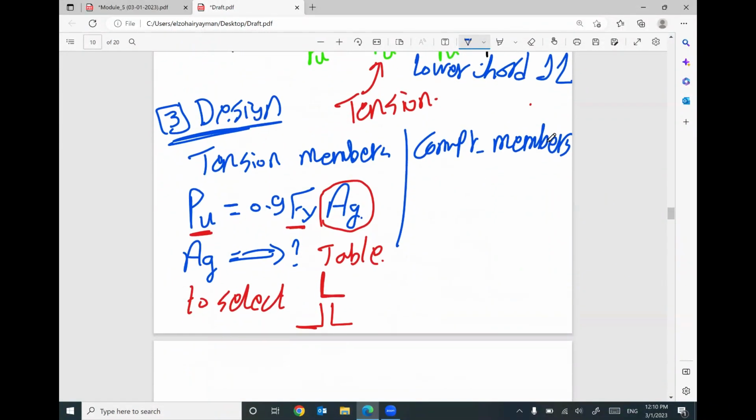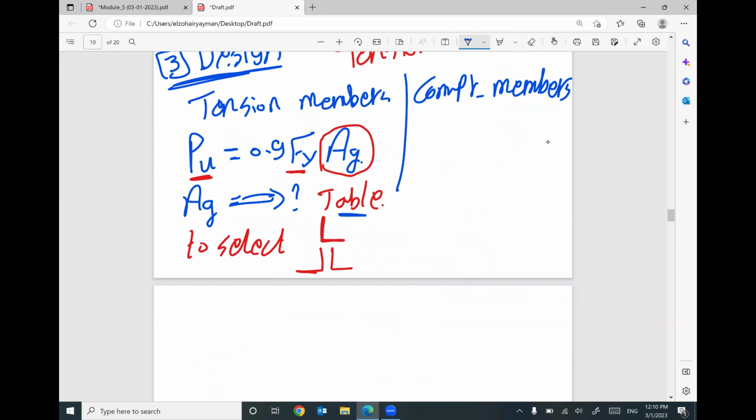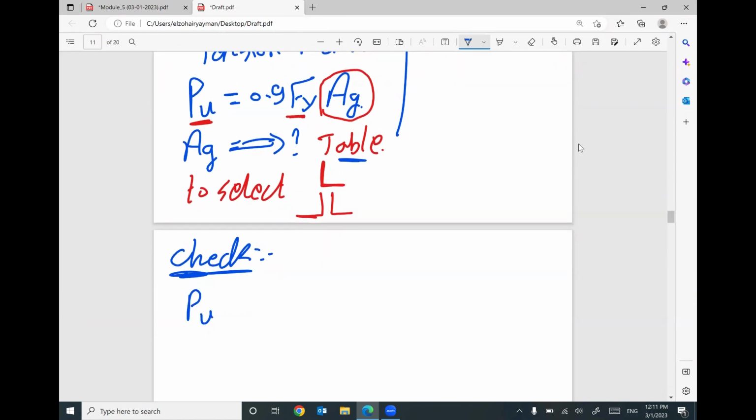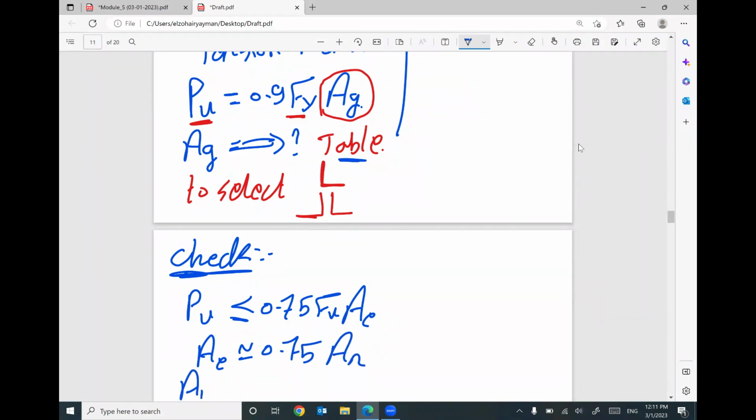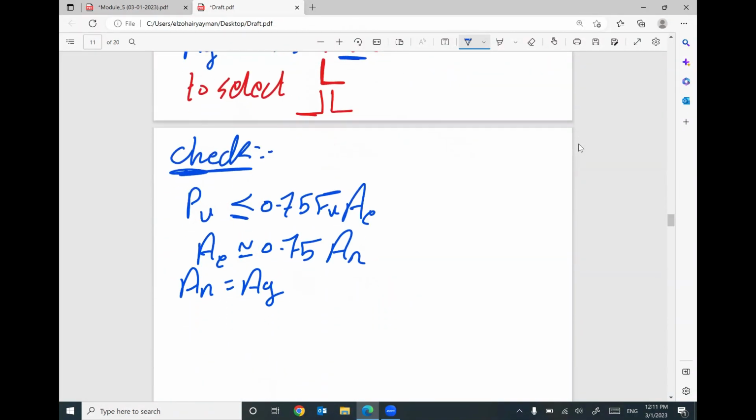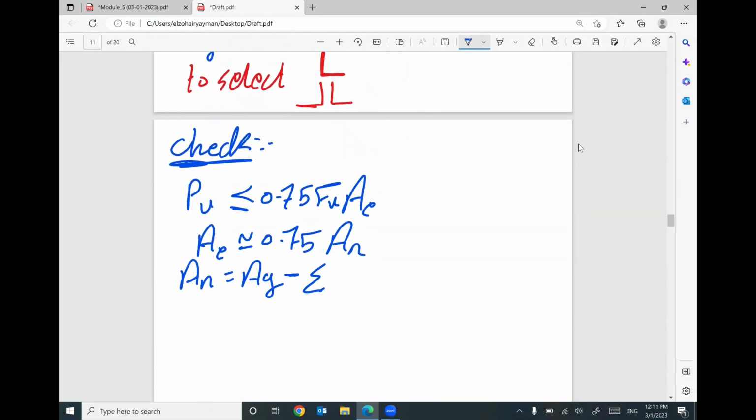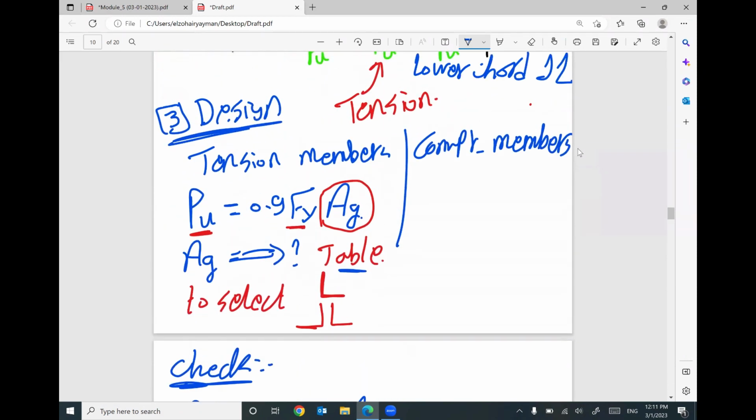That makes sense? Anyway, once you get your area gross and you open your table and find a reasonable, suitable angle, I need to make another check, that your P ultimate is smaller than or equal to 0.75 Fu times area effective. And keep in your mind, the area effective can be assumed as 0.75 area net, and your area net equals area gross minus summation, if you remember, d hole plus 1/16 times thickness. We covered all of this stuff when we designed tension members.